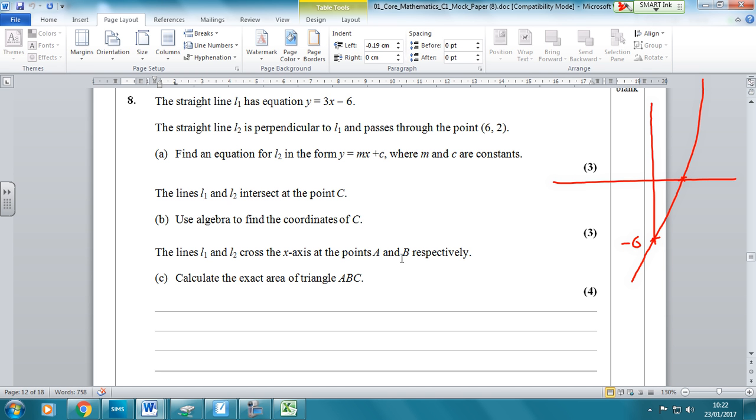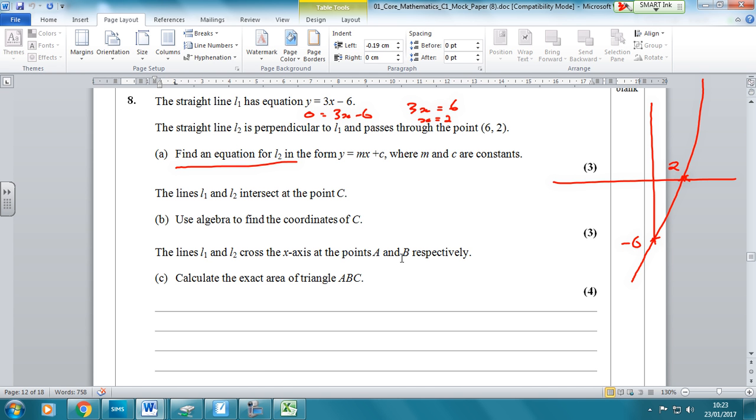To find out where it goes through the x-axis, you've got to set y equal to 0. So 0 equals 3x minus 6. 3x equals 6. x equals 2. So it's going to go through at 2. You don't need to do that for this question. And we know that the straight line L2 is perpendicular to L1 and passes through the point 6, 2. Find an equation for L2.